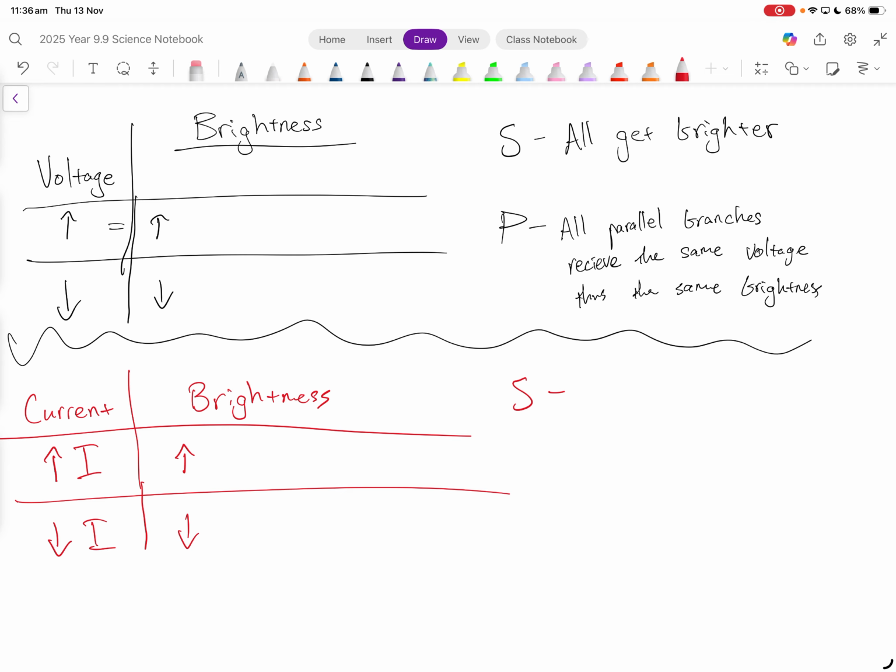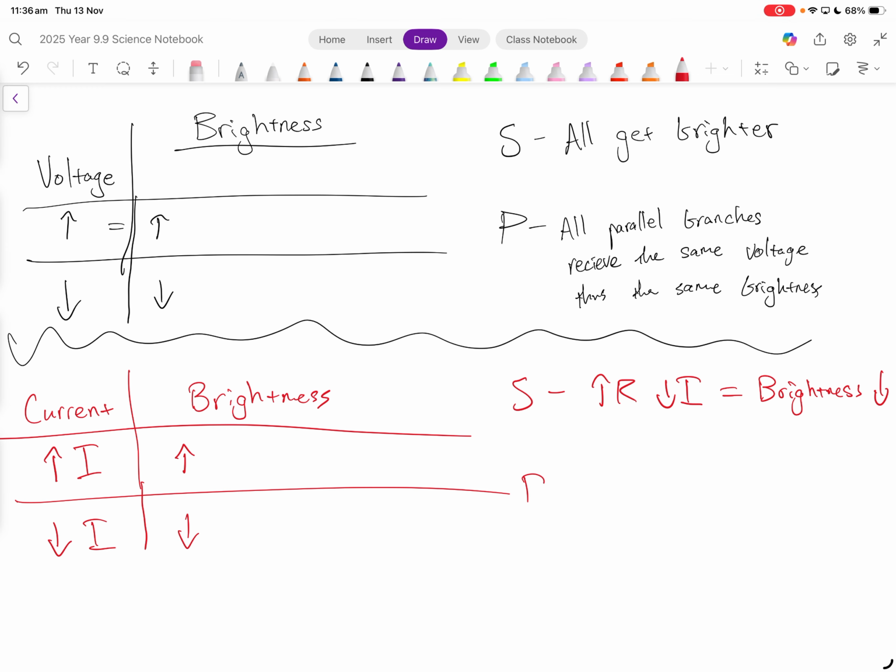Great. So as I increase the resistance, what goes down? Good. Current goes down, and that is what causes the brightness to decrease. So if I increase resistance, I decrease the current, and that's also going to decrease the brightness.